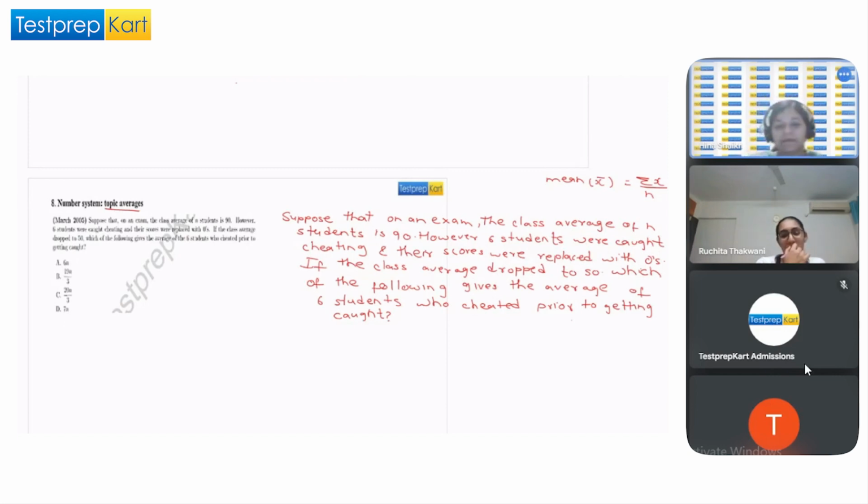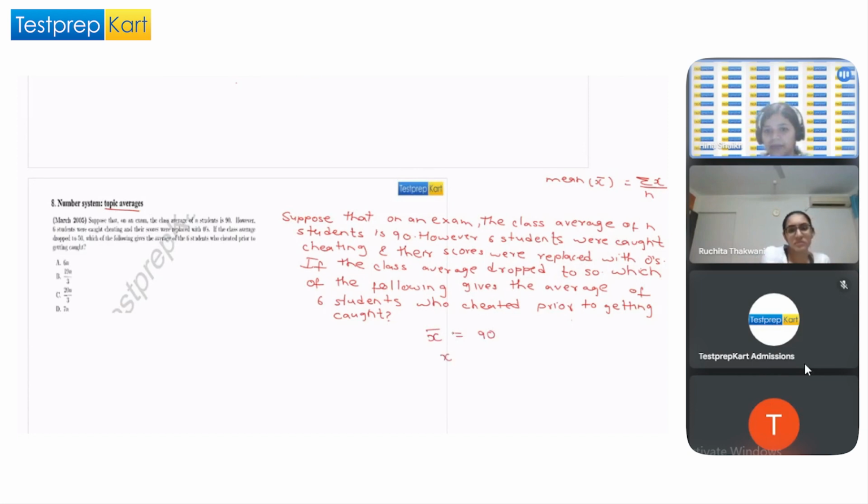Let's see. Suppose that on an exam, the class average of n students is 90. However, 6 students were caught cheating and the scores were replaced with zeros. If the class average dropped to 50, which of the following gives the average of the 6 students who cheated prior to getting caught? One thing we know, they've given the average of n students. Before it, x bar is 90.